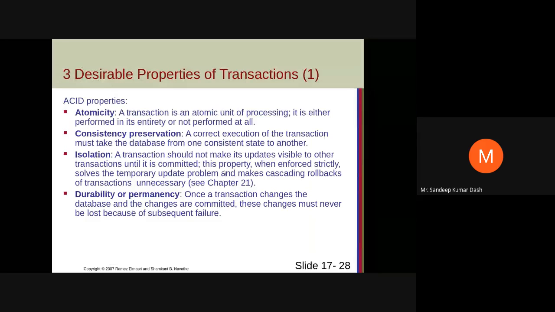Now the final one is durability or permanency. This means once a transaction changes the database and the changes are committed, these changes must never be lost. Durability means whenever you commit something onto the database, that means the data goes into the database, that value should be there for the entire time. Unless it is modified further, that value should be present in the database.